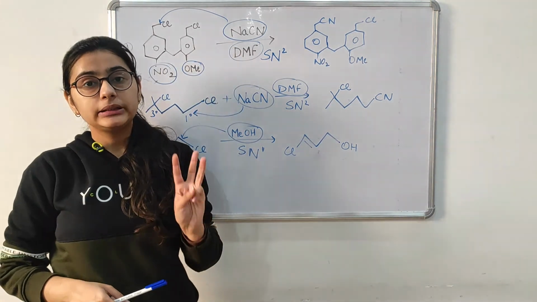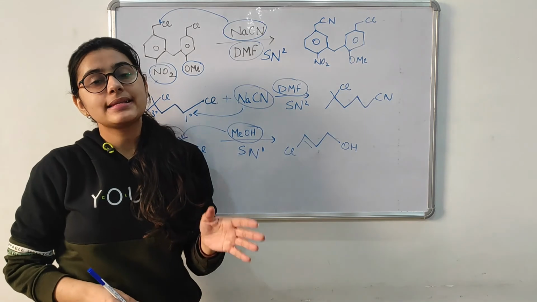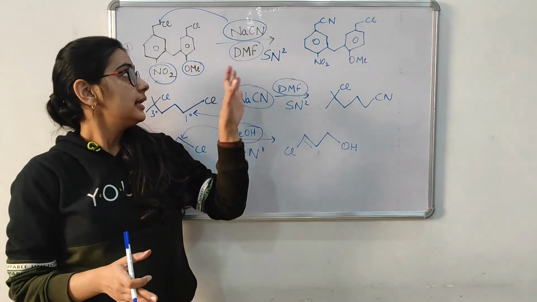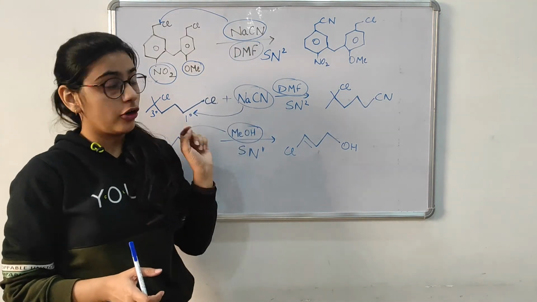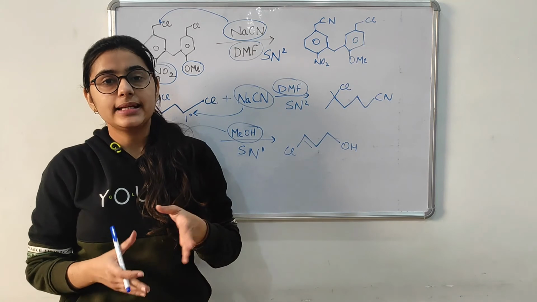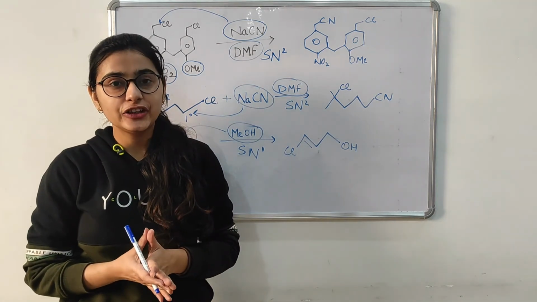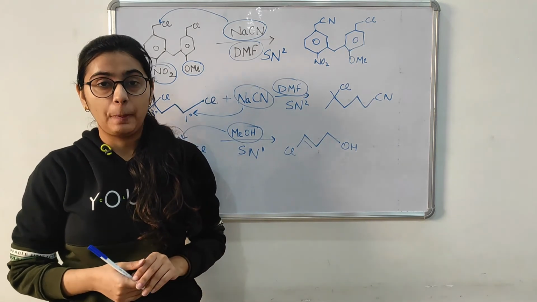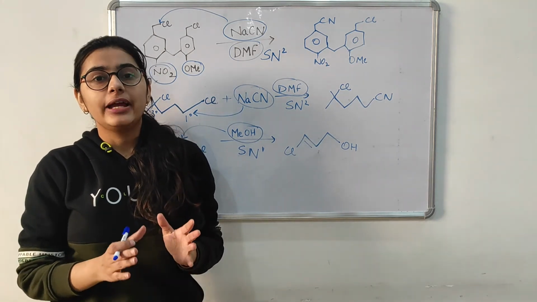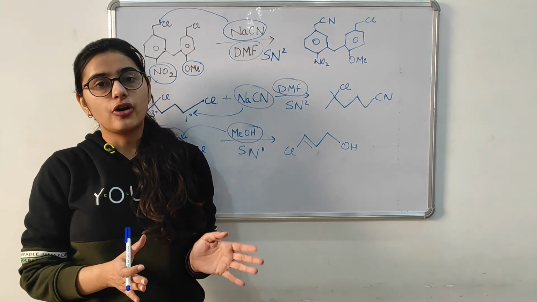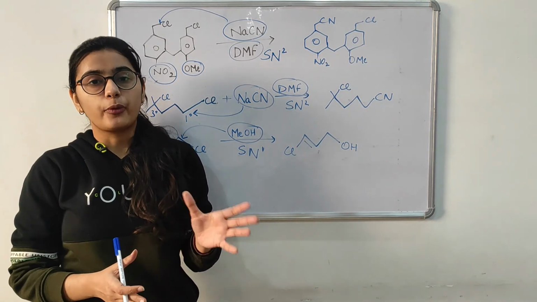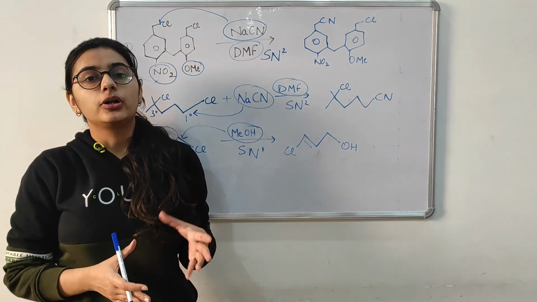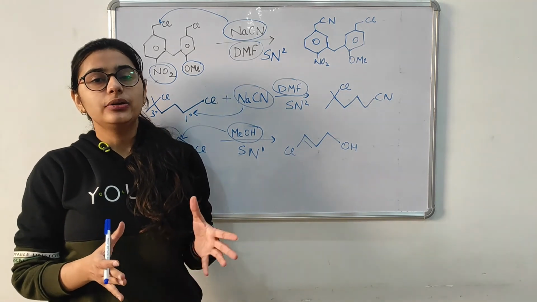So we have to remember 3 points to distinguish between SN1 and SN2. Our first point is we have to check whether there is any nucleophile or not. If there is a nucleophile present, then it would be our SN2 reaction. If there is not any nucleophile, then it will be our SN1 reaction. Then our point number 2 is we have to check the nature of the solvent. If the solvent is polar protic, then it will be our SN1 reaction. If the solvent is polar aprotic, then it will be an SN2 reaction.